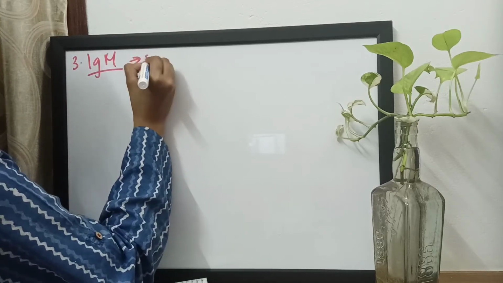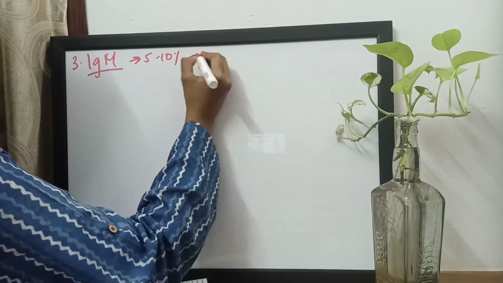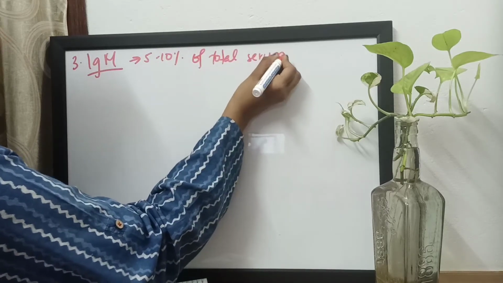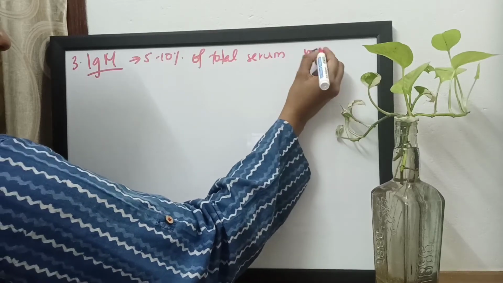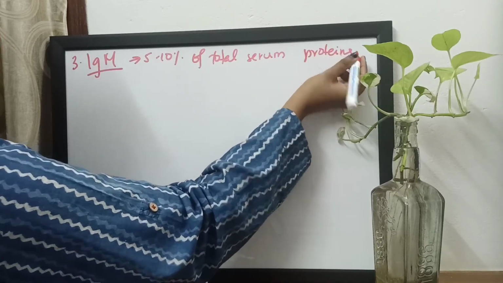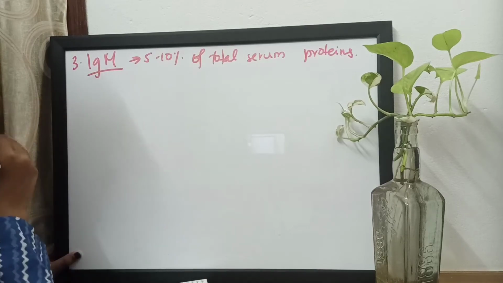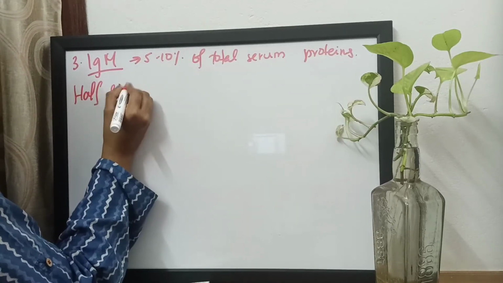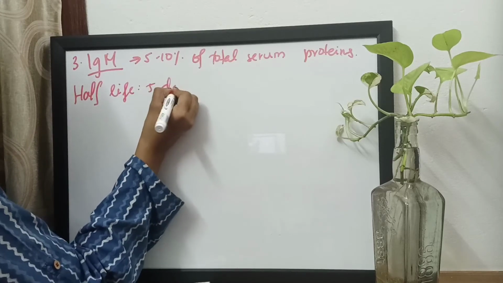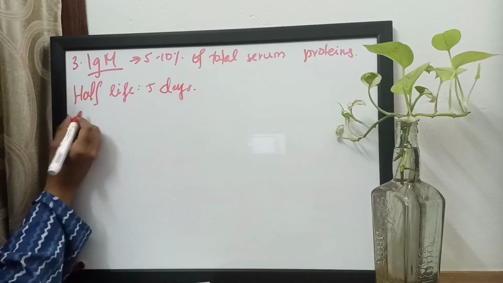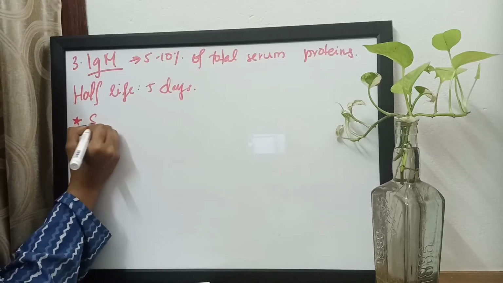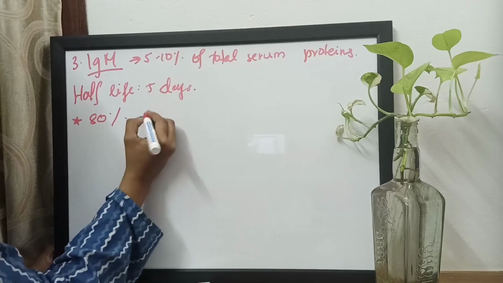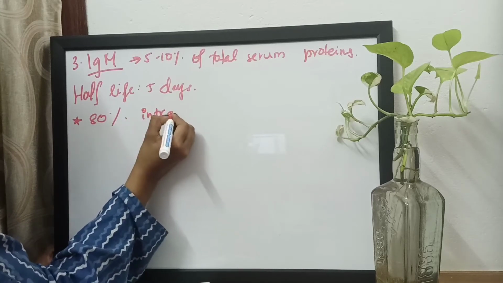The third one is IgM. So 5 to 10% of total serum proteins is made up of IgM. The half-life is 5 days. 80%, this is different, 80% of the IgM is present intravascularly.